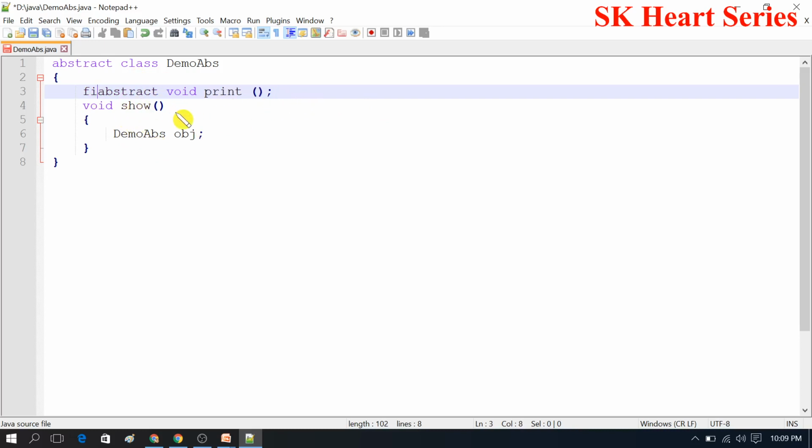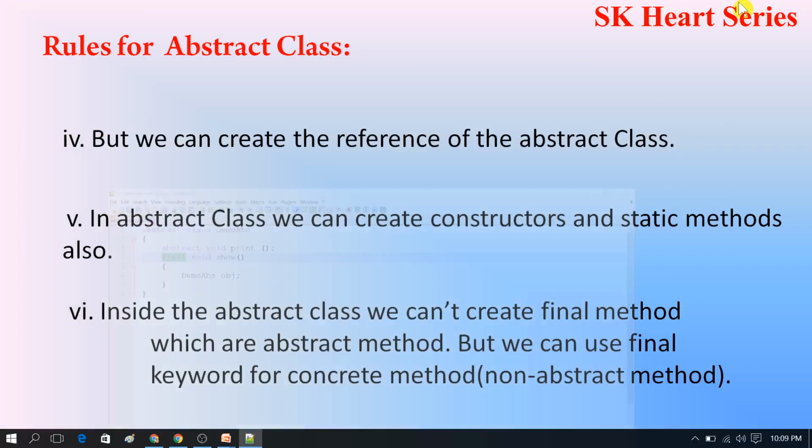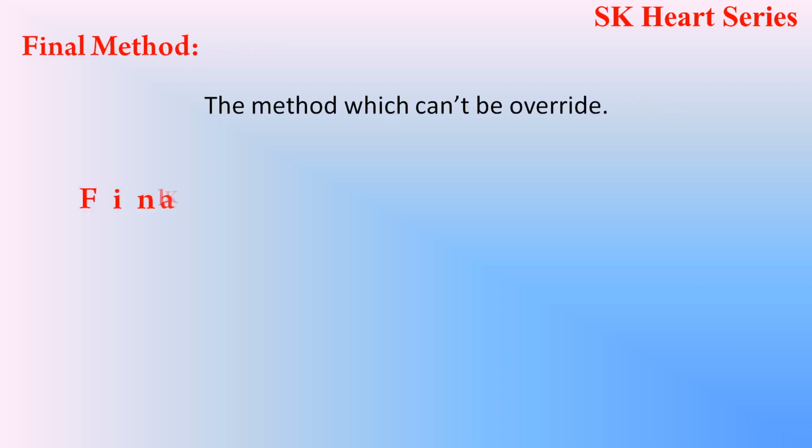It is clear. Next, we can use the final keyword for a concrete method. This is a concrete, non-abstract method, and we can use the final keyword for a non-abstract or concrete method. I have used the final keyword here for that non-abstract method. What is the final keyword used for? We will see in this slide. A final method means that method we can't override in the next class.